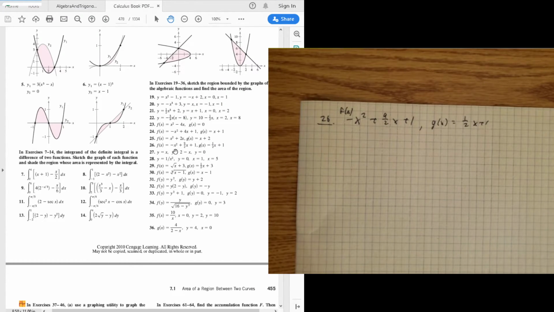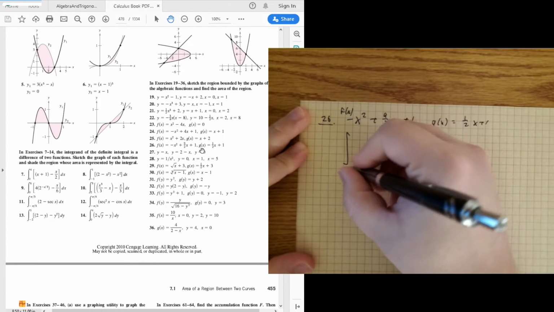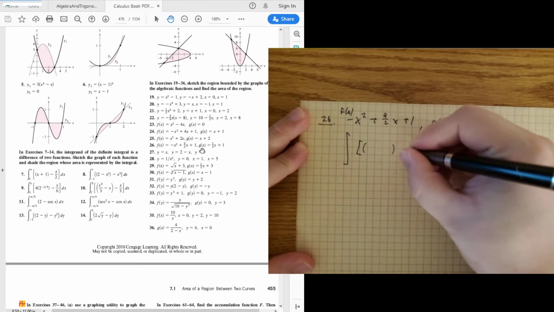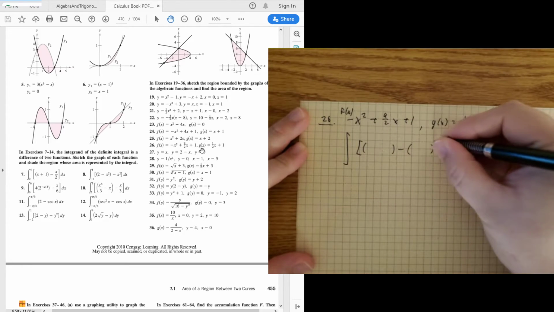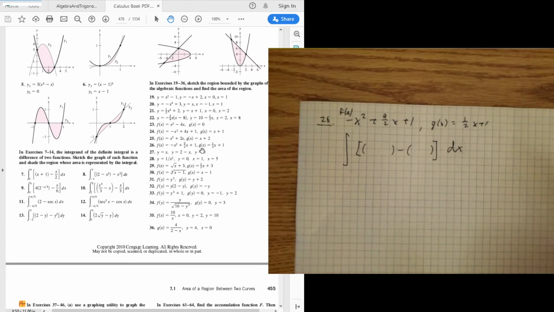Okay, so we have negative x squared plus 9 over 2x plus 1, and then 1/2 x plus 1. I want to figure out how to write this in terms of an integral. To write this as an integral, I need to know the left bound, the right bound, which of these comes first, in other words, is the top function, and which of these comes second as the bottom function. I need to fill in these 4 blanks. Well, let's take a look.